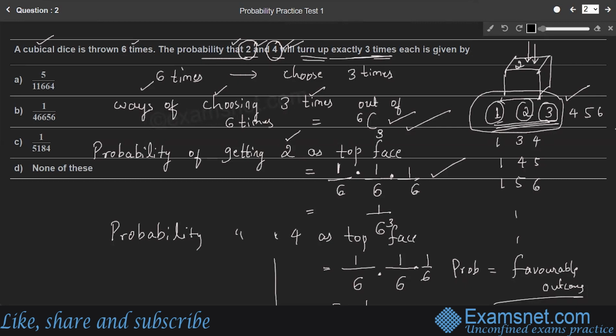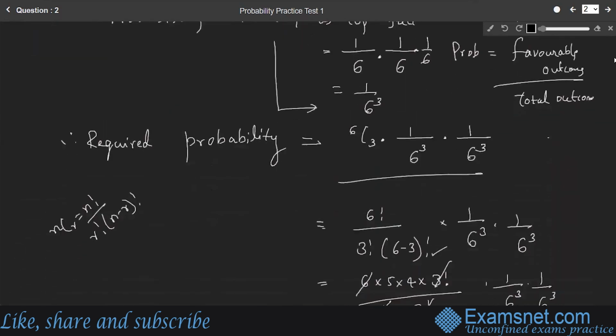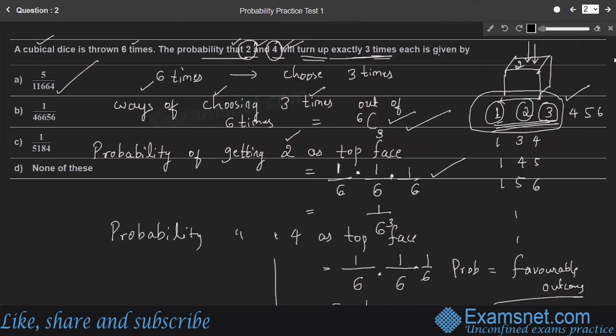Each. So it is equal to 5 by 11,664. Option A is the right answer, 5 by 11,664.